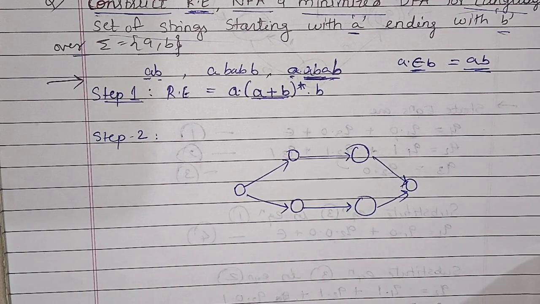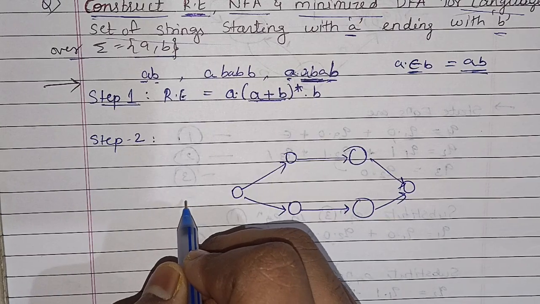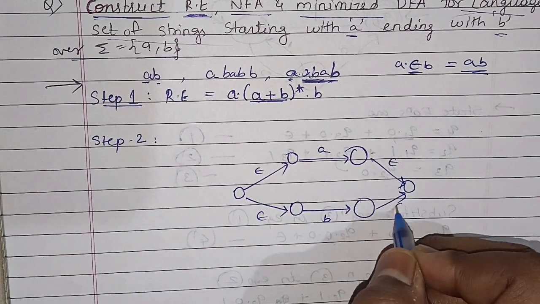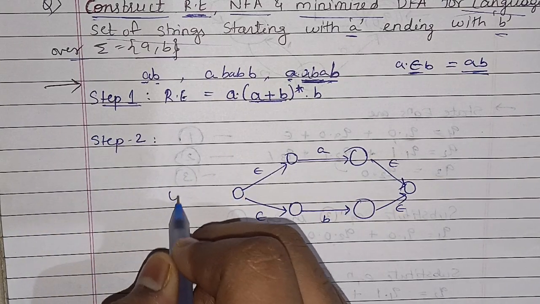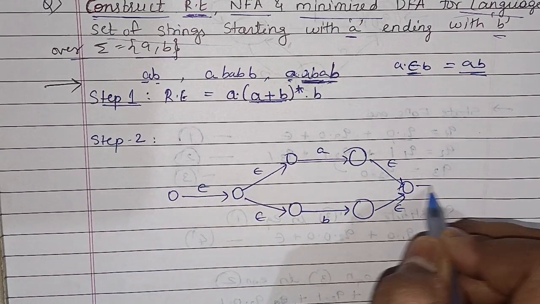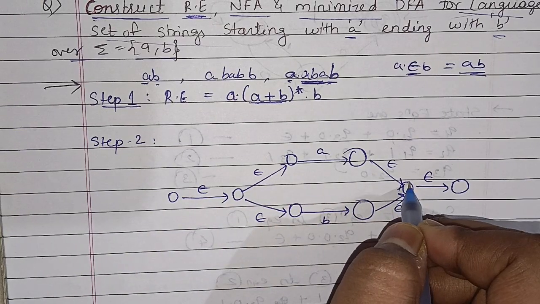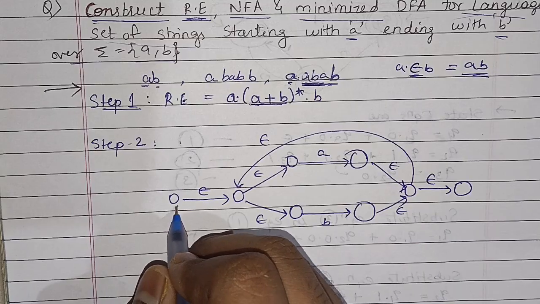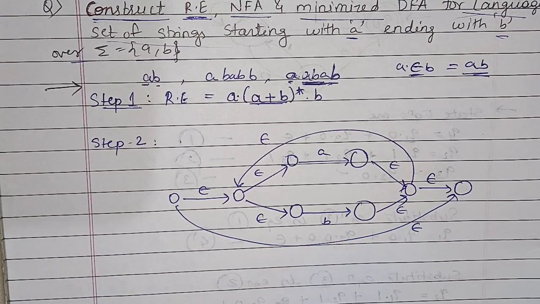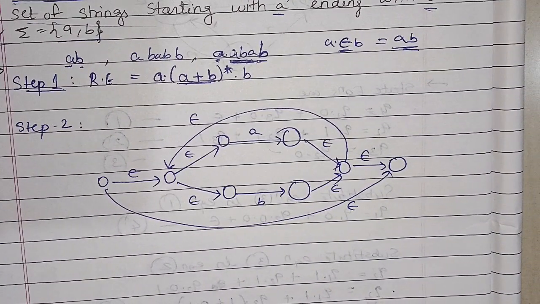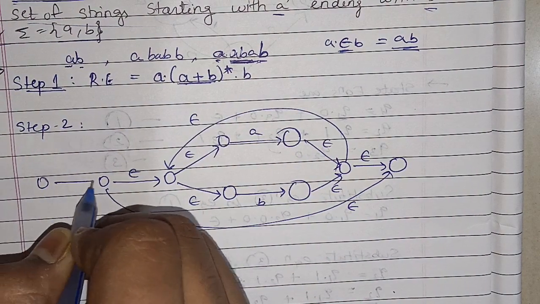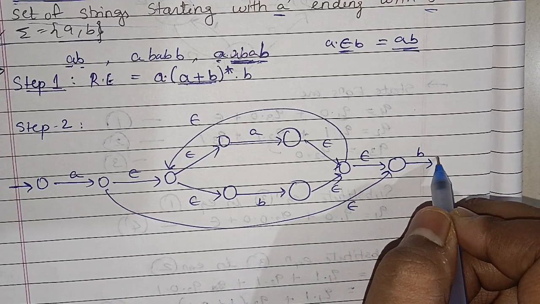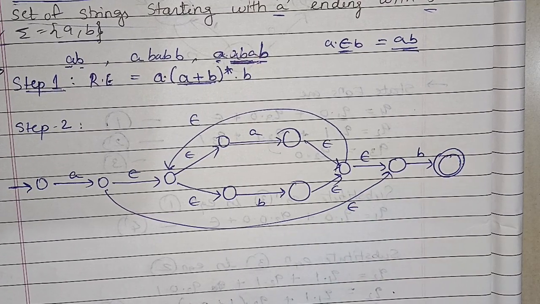Okay, now see, since it is A+B, these all are epsilon transitions. This is a closure, so from here to here there is one epsilon transition, and from here to here there is one epsilon transition. Okay, we are concatenating A, I will write here A. This is our starting state. We are concatenating B, I will write here B. This is my final state.